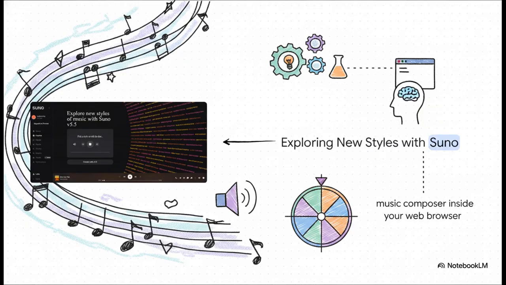But wait, what about music? Nobody likes endlessly scrolling for stock audio, right? Well, Suno literally lets you generate full, structured, completely royalty-free songs from simple text descriptions.